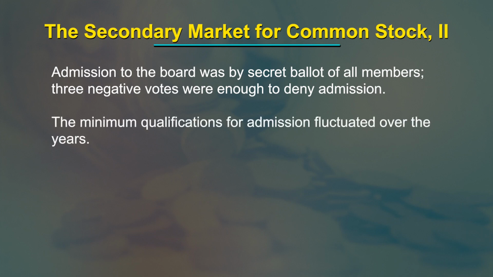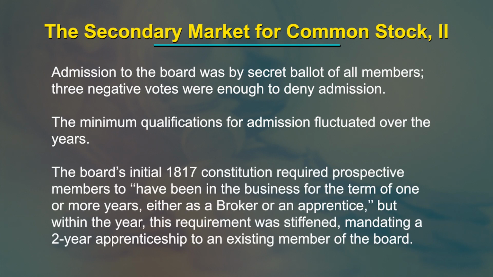The minimum qualification for admission fluctuated over the years. The board's initial 1817 constitution required prospective members to have been in the business for the term of 1 or more years, either as a broker or as an apprentice. But within the year, this requirement was stiffened, mandating a 2-year apprenticeship to an existing member of the board.